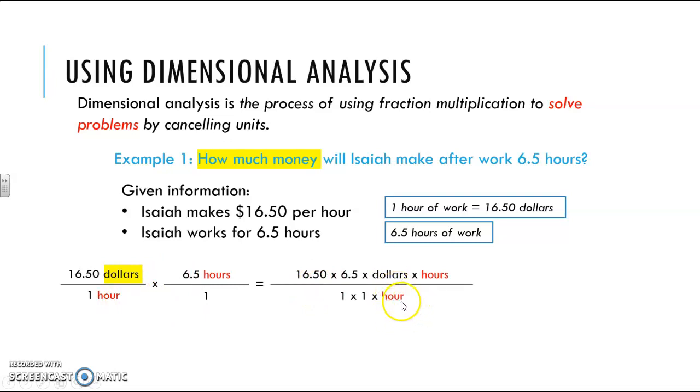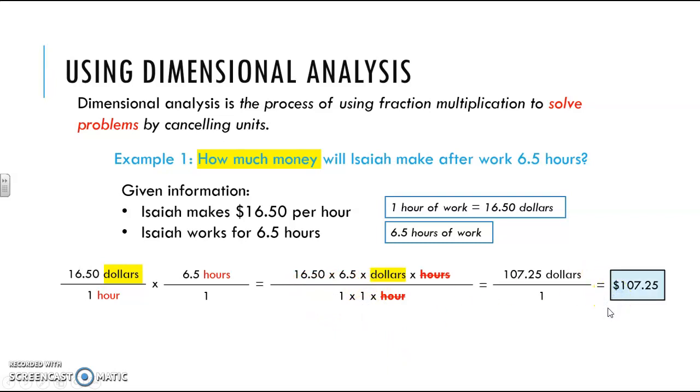Here, the beauty of dimensional analysis is that we end up with hours here and hours here. So we have hours in the numerator, hours in the denominator. That means that our hours will cancel out and we'll be left with the remaining unit that we desire, which is dollars. So at this step, all we have to do is multiply the numbers and then get our final answer. Here it is written in its final form.